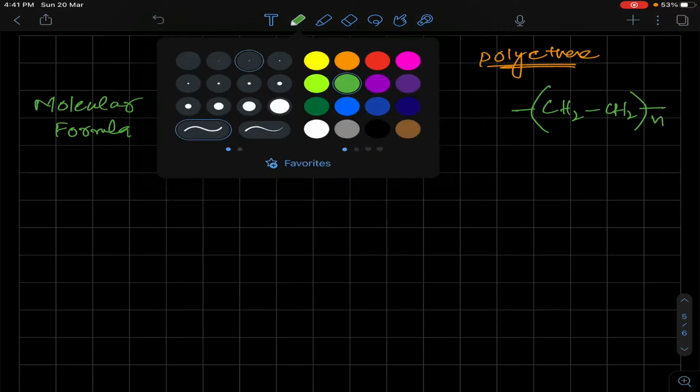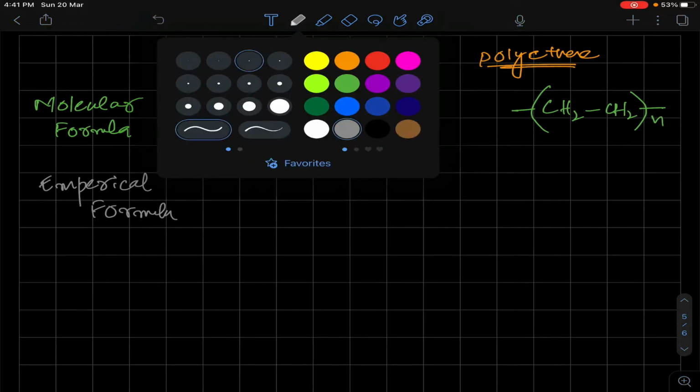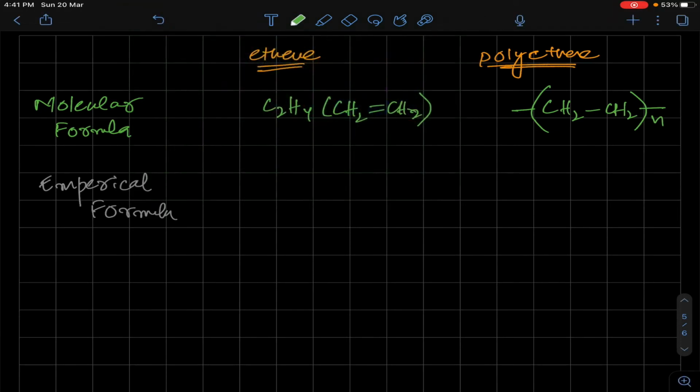And then the next property is the empirical formula. The empirical formula comes from simplifying the molecular formula. So if we simplify this formula, we get CH2. And if we simplify this formula, we get CH2 as well. So that means the empirical formula is the same for both monomer and the polymer, right? So this comes in P1 and P2 a lot of the time.